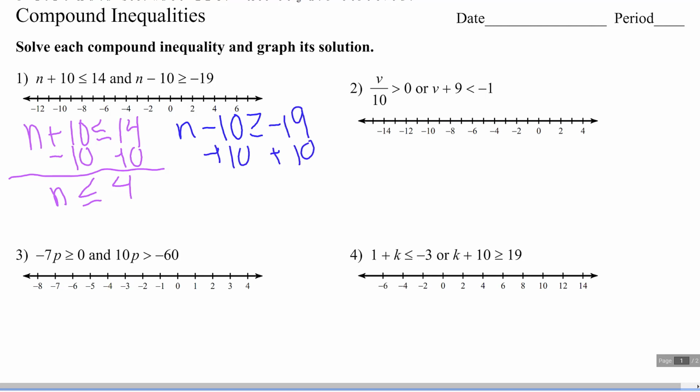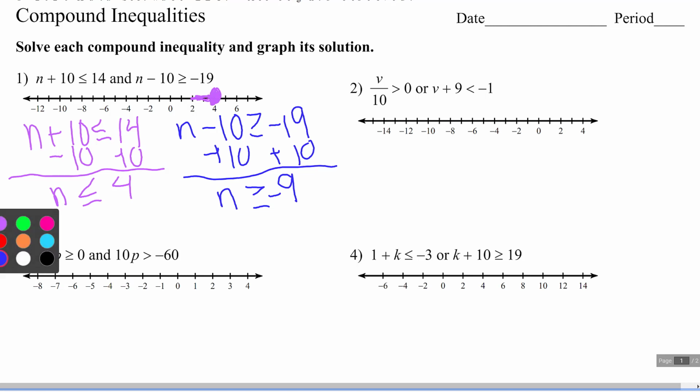So I'm going to solve each inequality, and here I get n is greater than or equal to -9. And n is less than or equal to 4. Since it's less than or equal to, come up to the number line and we do a shaded in circle. And I know the arrow is going to go to the left. I'm not going to do it all the way until I test the other part of the inequality.